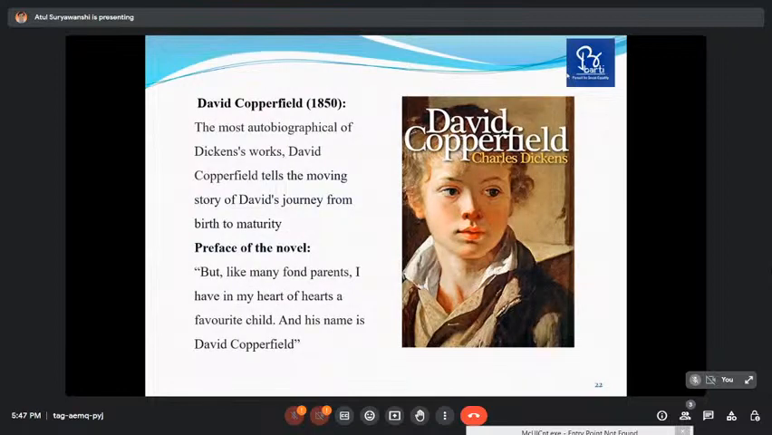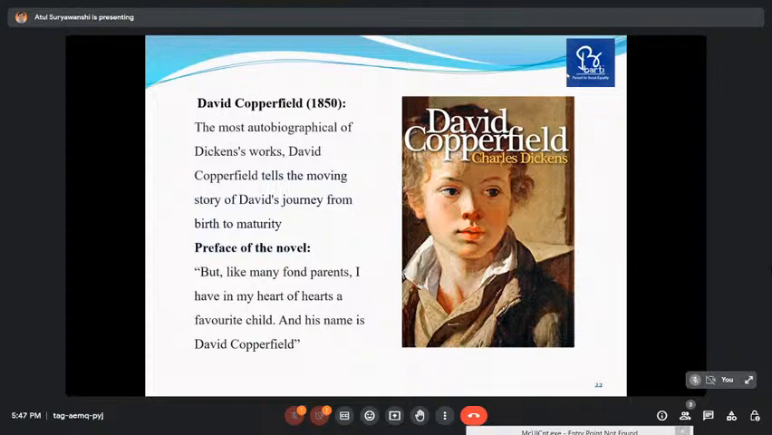Let's proceed further. The remarkable novel which focuses on the theme of child labor. This is a Bildungsroman category novel. The most autobiographical of Dickens' works, David Copperfield tells the moving story of Davy's humble journey from birth to maturity. This is the journey of this small boy from his birth up to adulthood, to get maturity in life, which is a Bildungsroman. This is for the sake of reformation. This is for the sake of education in life.